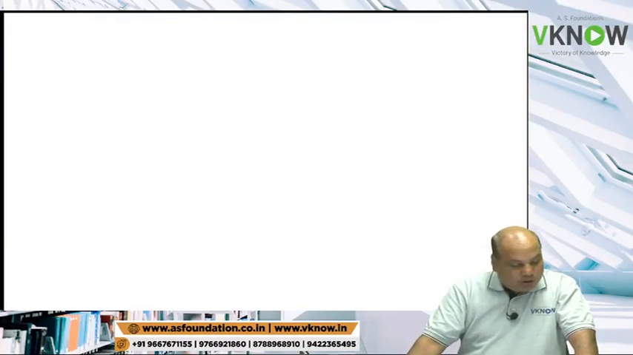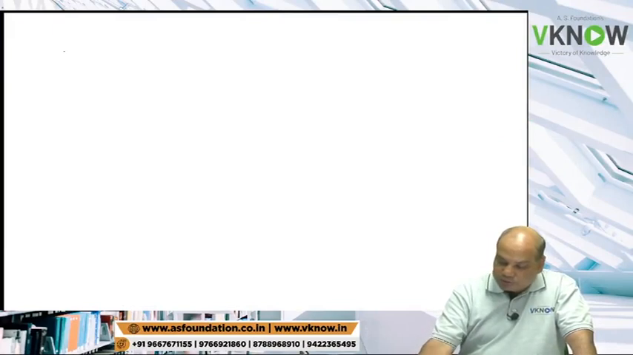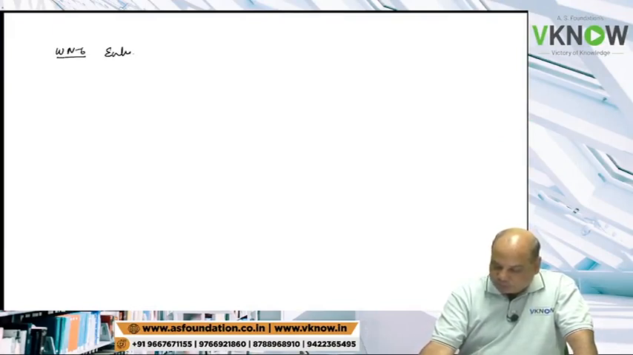Last point, Astha Limited declared dividend of rupees 12 lakh. So you write down one working note 6, entry for dividend declared.